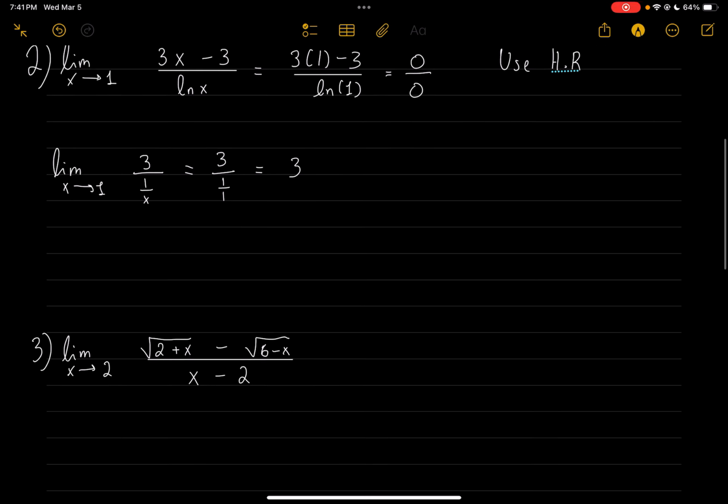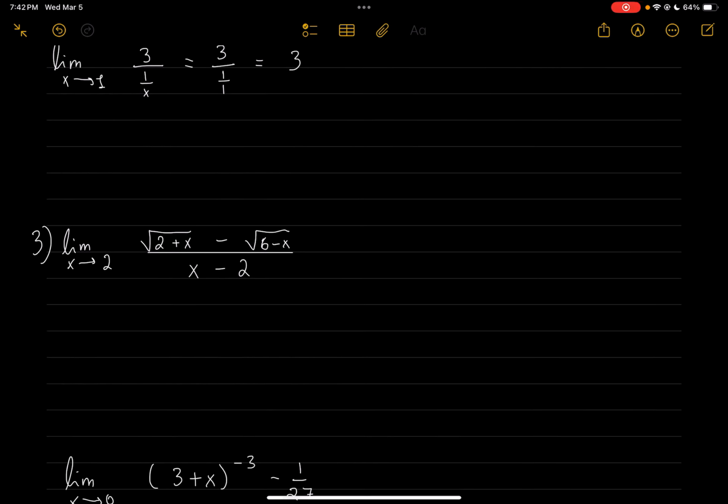Now, for question number 3, it gets a little bit more interesting. They have these square roots all around the place, so it could get a little bit challenging. However, it's not that big of a deal. So first of all, you need to replace x with 2. So you're going to get the square root of 2 plus 2 minus the square root of 6 minus 2, over 2 minus 2. Now, this one is going to be the square root of 4, which is 2, and this one is also the square root of 4, which is 2. And this is going to give me 0 over 0.